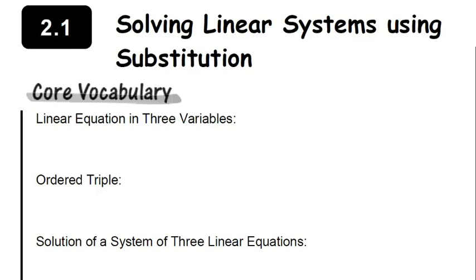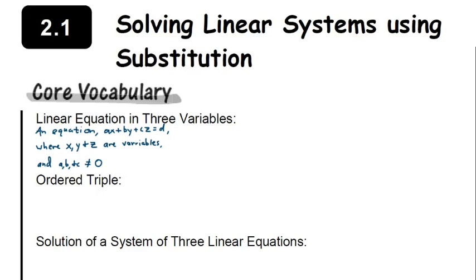is an equation of the form ax plus by plus cz equals d, where x, y, and z are variables and a, b, and c do not equal 0.